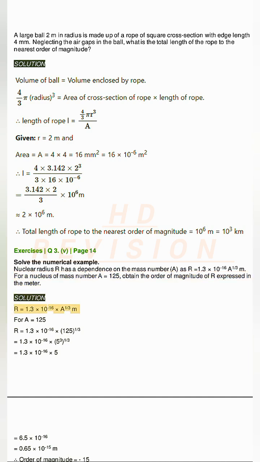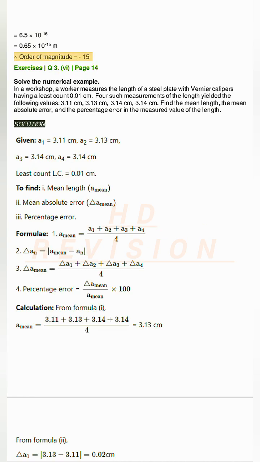r equals 1.3 times 10 to the power minus 15 times A^(1/3) meters. For A equals 125, r equals 1.3 times 10 to the power minus 15 times (125)^(1/3), equals 1.3 times 10 to the power minus 15 times (5^3)^(1/3), equals 1.3 times 10 to the power minus 15 times 5, equals 6.5 times 10 to the power minus 15, equals 0.65 times 10 to the power minus 14 meters. Therefore order of magnitude equals 15.